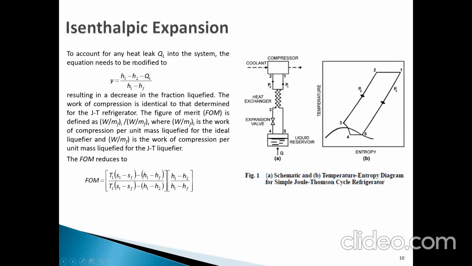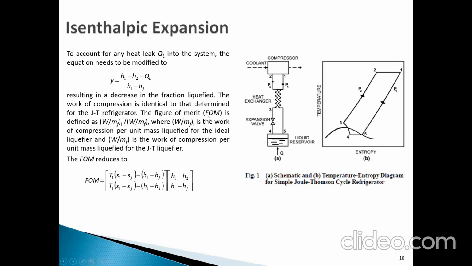So to account for any heat leak QL into the system, the equation needs to be modified. So yan. Y is equal to S1 minus S2 minus QL over S1 minus SF, resulting in a decrease in the fraction liquefied. The work of compression is identical to that determined for the GT refrigerator.